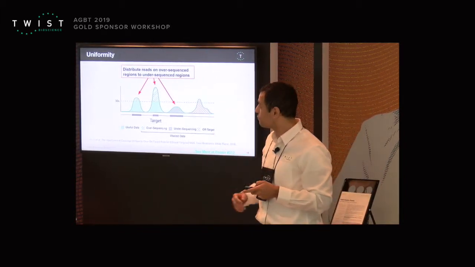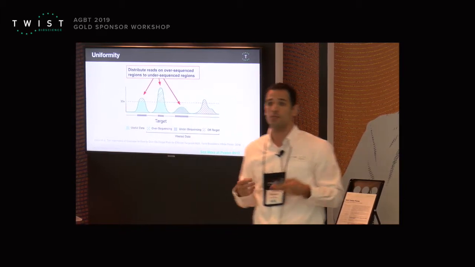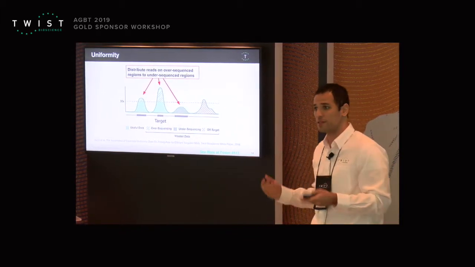First is uniformity. Our goal is to distribute these overrepresented reads to lower represented reads, so you need less sequencing to get the same amount of information.